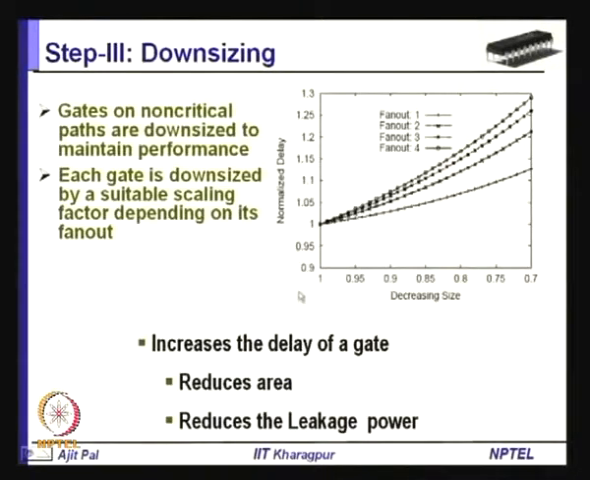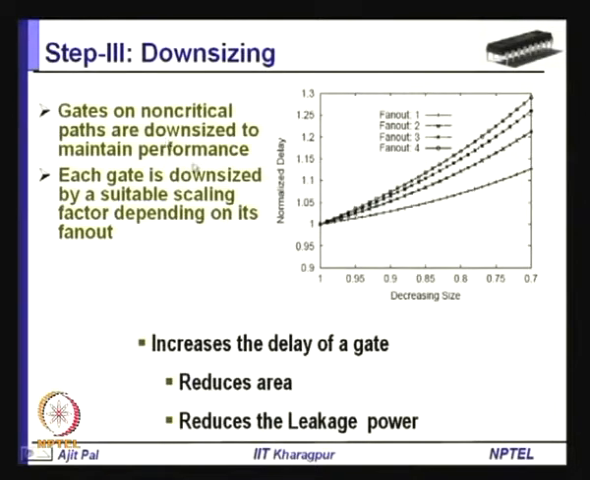Now, what is being done in step 4? The gates on the critical paths are kept to maintain performance, but some of the gates on the non-critical path can be downsized. Their delay will increase, but as long as the delay does not exceed the delay of the critical path, there is no problem. And here also, the gates on the non-critical path are not resized arbitrarily. Again, there is a plot showing that the gates with smaller fan out are downsized rather than gates with larger fan out, because the gates with smaller fan out will have lesser impact on delay.